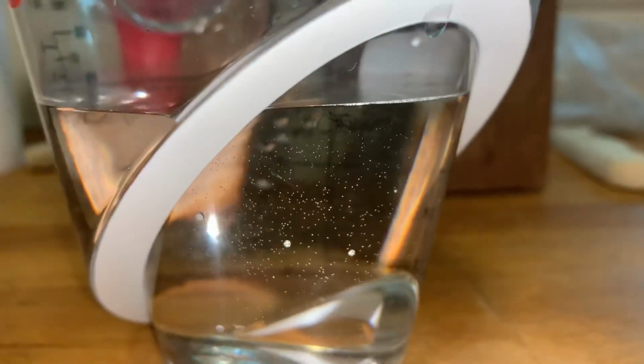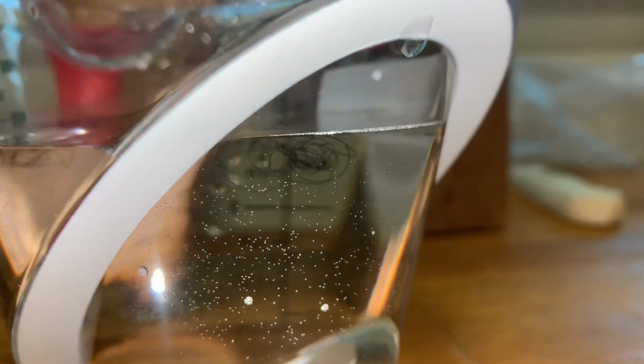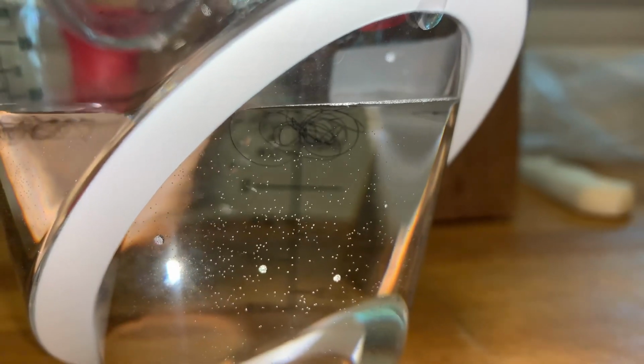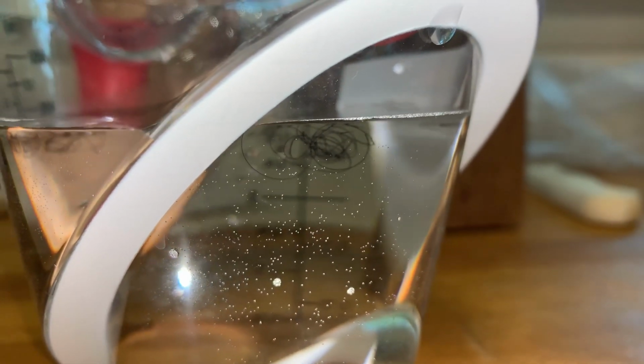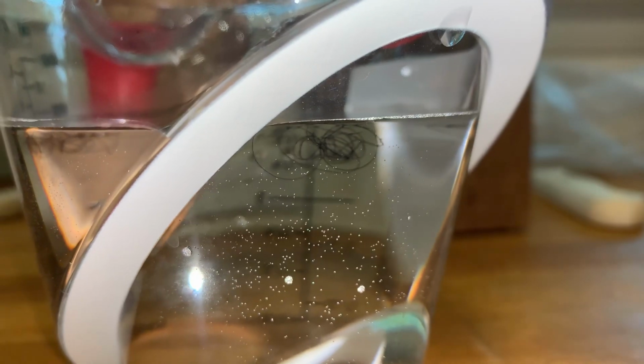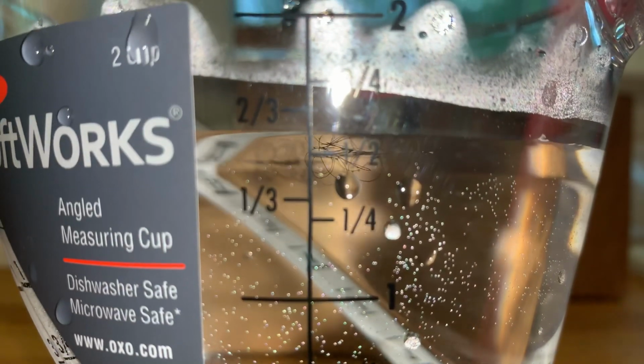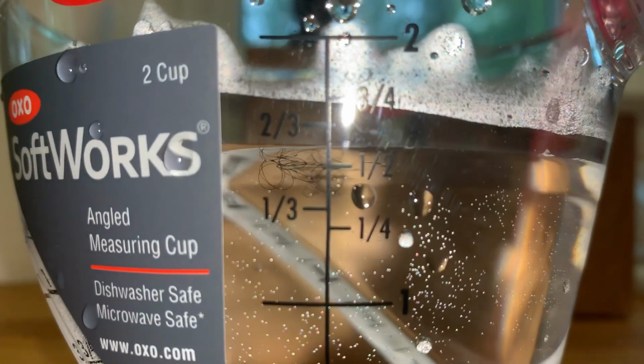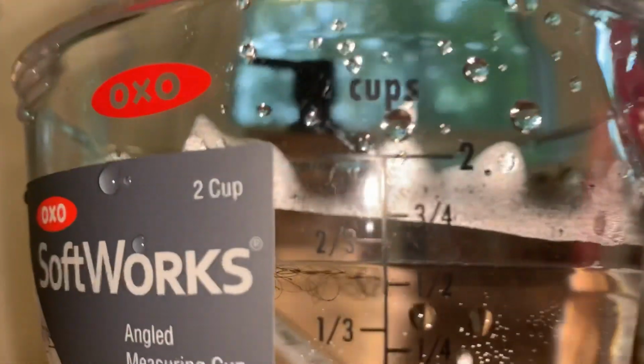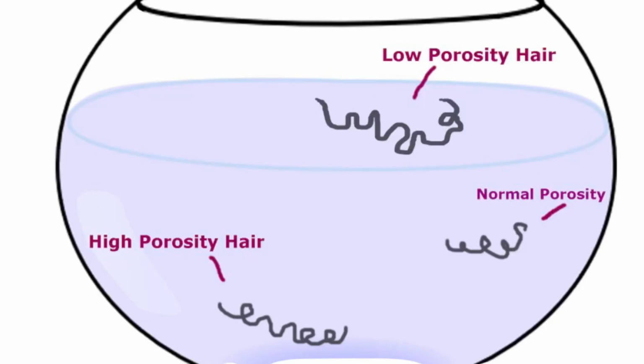I know a lot of people ask questions about, well, what if the hair is in the middle? If the hair is in the middle of the water, not like this, it is still considered the top. If the hair is in the middle of the water, then that indicates you have normal porosity hair. Therefore, your child has normal porosity hair if the hair stays in the middle of the water. If it goes to the bottom, that is high porosity. And trust me, you'll know because that hair will sink.